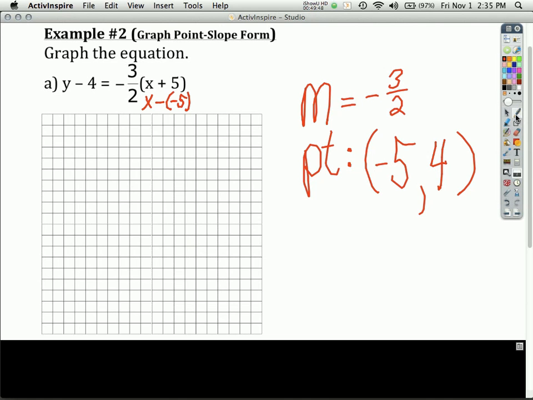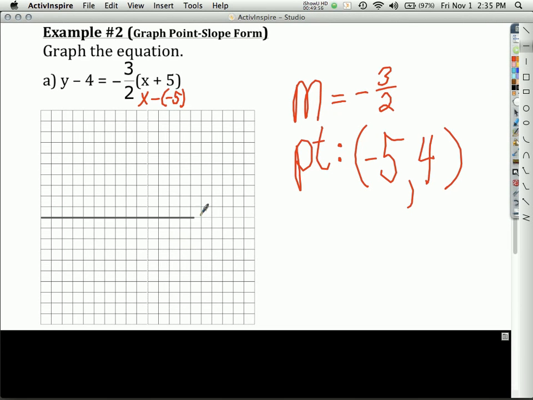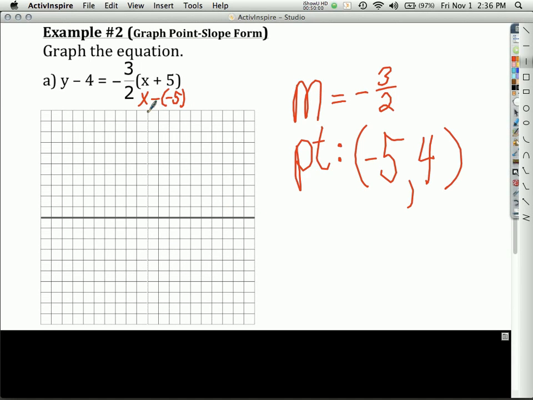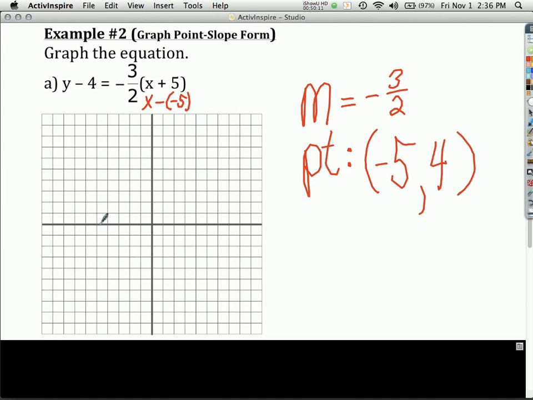So now, I did distribute rulers, or you have your own. So now, we're going to draw our coordinate grid. And now we go to our starting points. Our starting point is -5, comma 4. 5, 1, 2, 3, 4, 5. 1, 2, 3, 4. Put a point, and now I can use the slope.